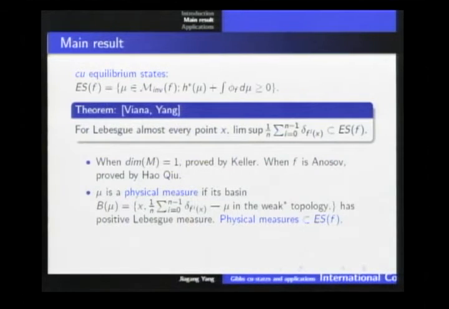So why would we like to study this space, the Gibbs cu-states? As we all know, in general we would like to study Gibbs u-states. What's the difference, and why do we want to study it? The problem is the following. What's the definition of a physical measure? A physical measure is a measure whose basin has positive Lebesgue measure. So we can see that on its basin, the sequence is convergent, and its limit converges to the same measure mu. So automatically, by our main result, this measure should be contained in the Gibbs cu-state space. It shows us that a physical measure always is a Gibbs cu-state, so this space would be a good candidate for us.